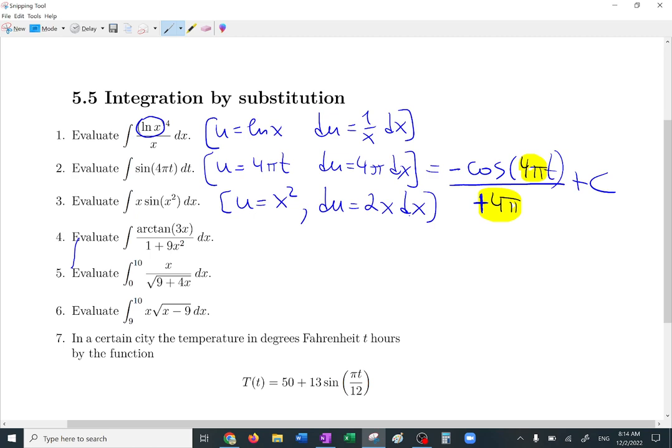How about number 3? Arctangent of 3x all over 1 plus 9x squared. What is your u? Derivative of some kind of function should give you another function. So arctan, if you differentiate, arctan is 1 over 1 plus input squared. If arctan of 3x is your u, then du will be 1 over 1 plus input squared.